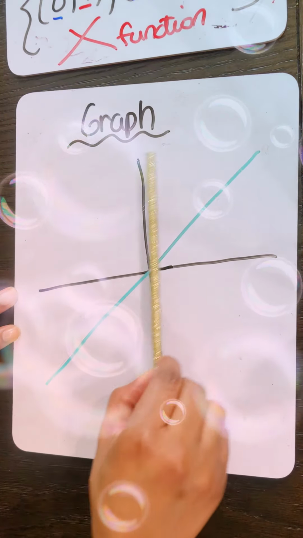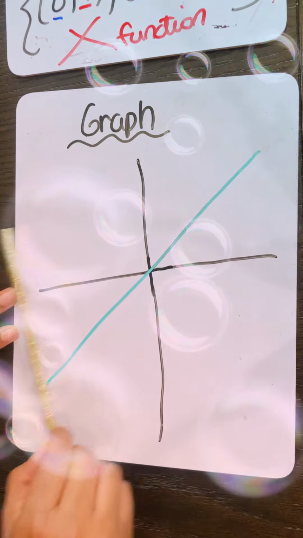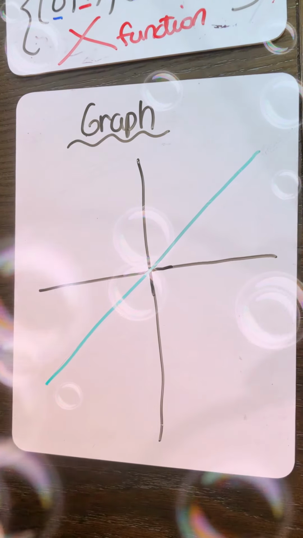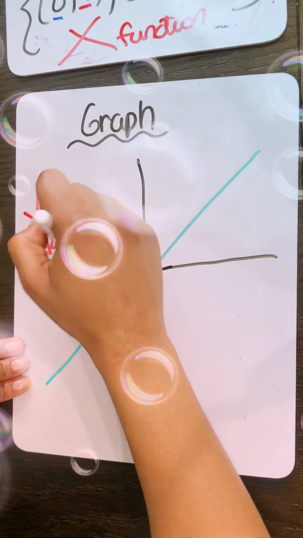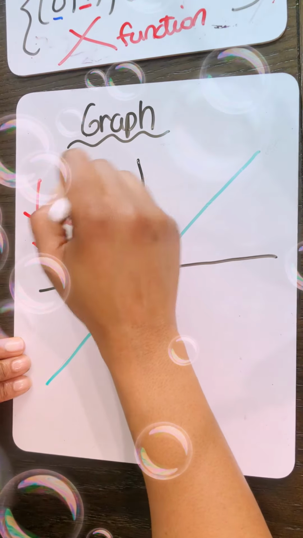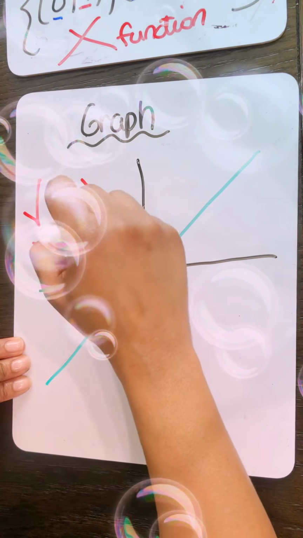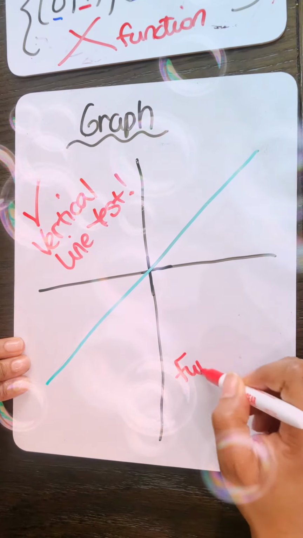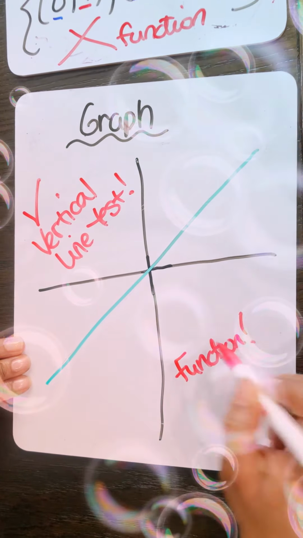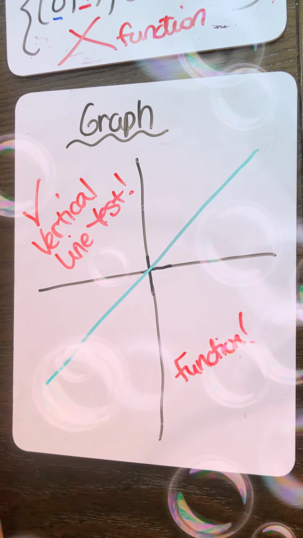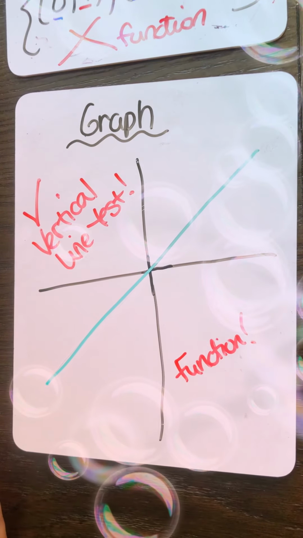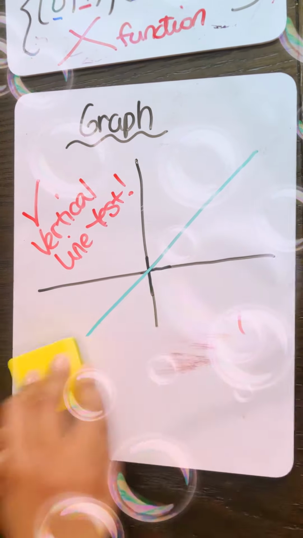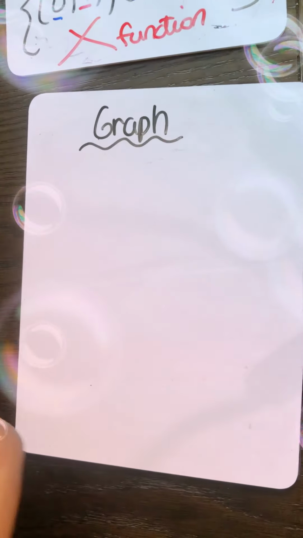Because it only touches it once at a time, it has passed the vertical line test. And because it passed the vertical line test, it means that it is a function. Okay? So when it passes the vertical line test, it is a function. Let's try a different graph. Let's try a more challenging graph.